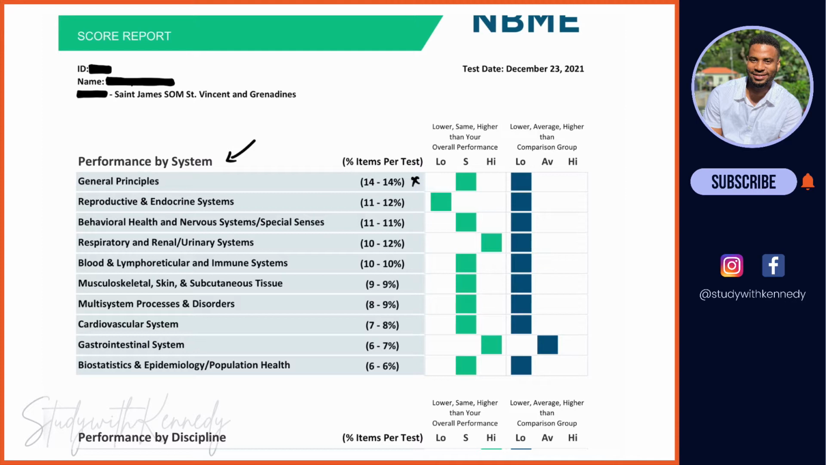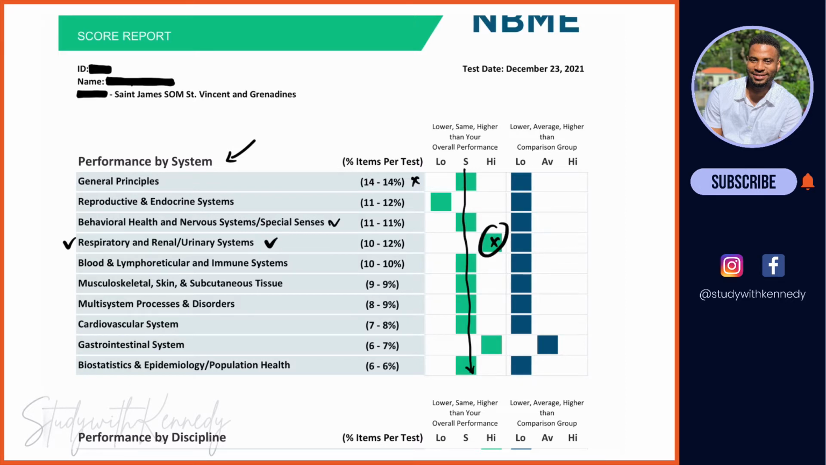First, same. What this means is that with your general principles, behavioral health and special sciences, respiratory, all of these systems, you have about the same strength level in each of those systems, especially if your score is low. For this student especially, the respiratory system is better than every other organ system. That's the meaning of this, right? Your respiratory system is much better than everything else.